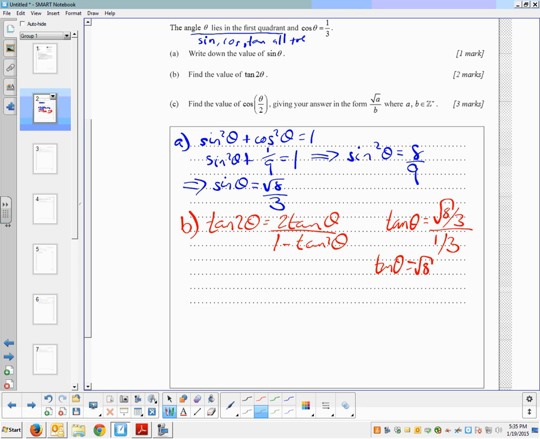So tan 2 theta must be equal to 2 root 8 over 1 minus root 8 squared, which is obviously just 8. So that's 2 root 8 over 1 minus 8, which is over minus 7. Or if you prefer, minus 4/7 of root 2. Rationalising that.